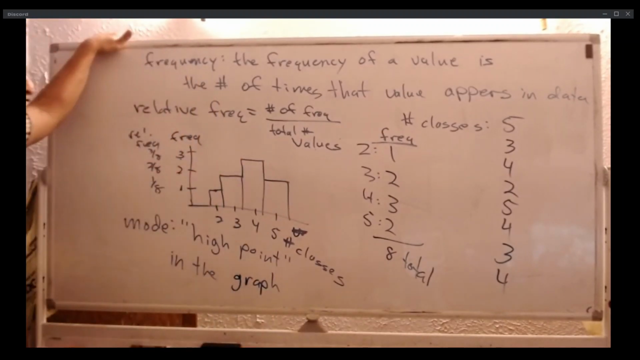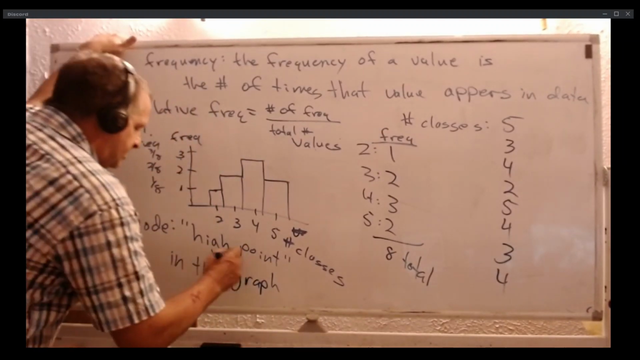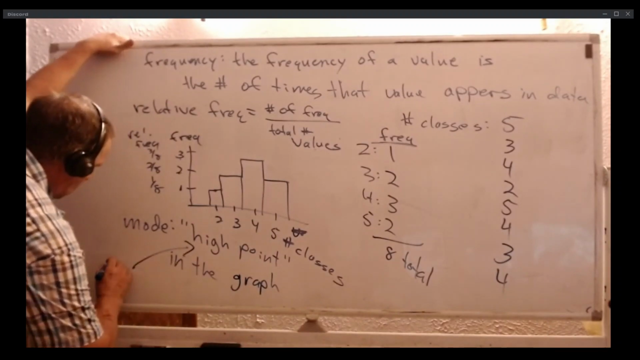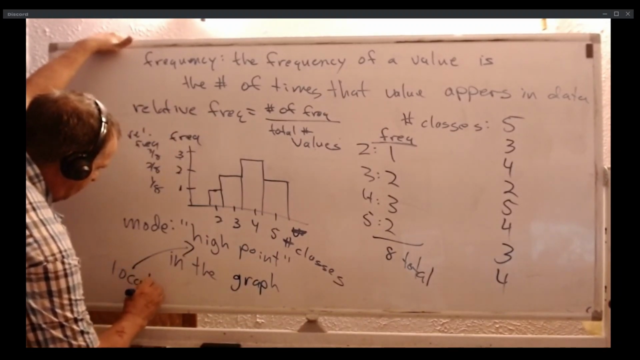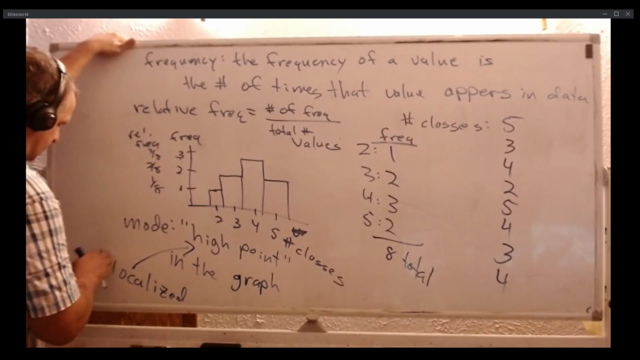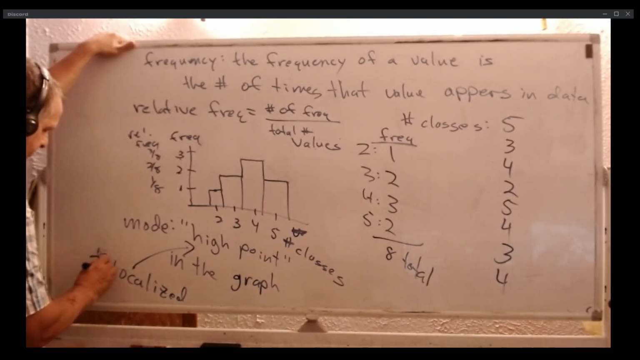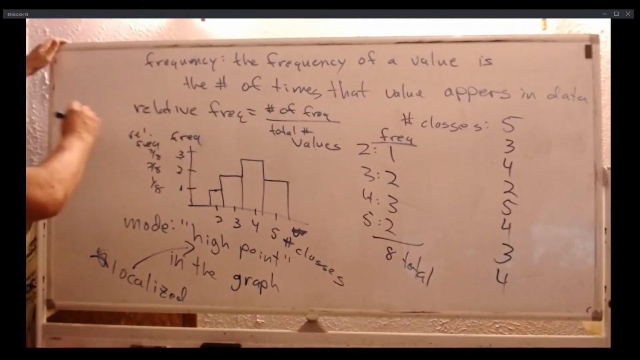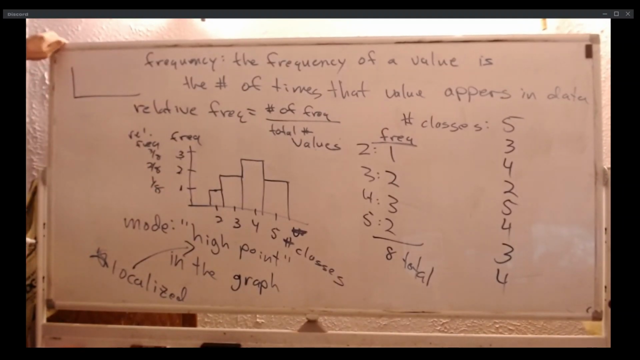A mode is a high point in a graph. It is a localized high point. Okay. In calculus, you did graphs, right? Not graphs, but you found modes of a graph. You found maximum and minimum values, right?